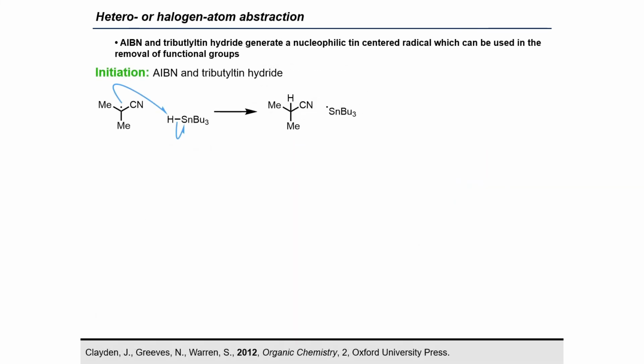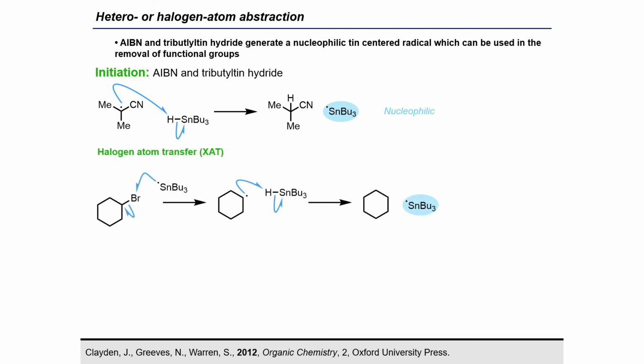Like dibenzyl peroxide, AIBN can also be used as an initiator in many analogous transformations, but can also be used to homolyze tributyl tin hydride, forming a nucleophilic tin-centered radical which can be used for functional group removal. The dehalogenation of alkanes is one of the classical modes of reactivity of the tributyl tin radical via the direct abstraction of a halogen atom. The resultant alkyl radical can then abstract a hydrogen from another equivalent of tributyl tin hydride, propagating the radical process.